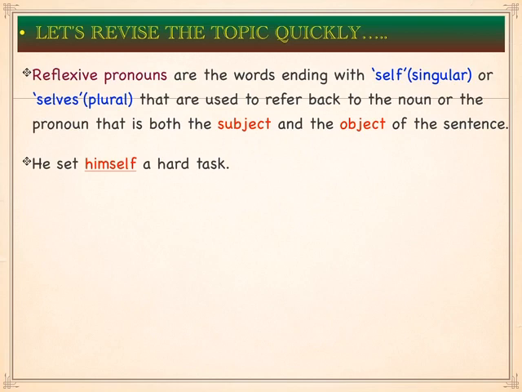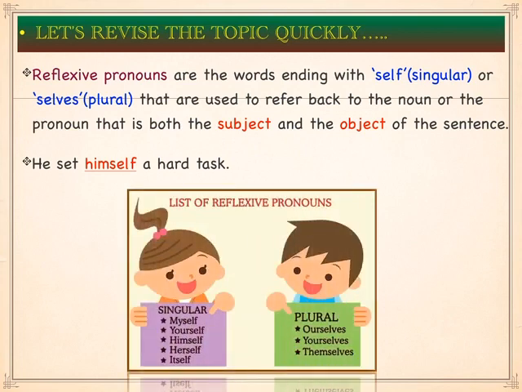So the word himself reflects the doer of the action, that is he, and the word himself is the reflexive pronoun. Let's see the list of reflexive pronoun. For singular number, first person we use myself, second person yourself, third person masculine gender himself, third person feminine gender herself, and third person neuter gender we use itself.